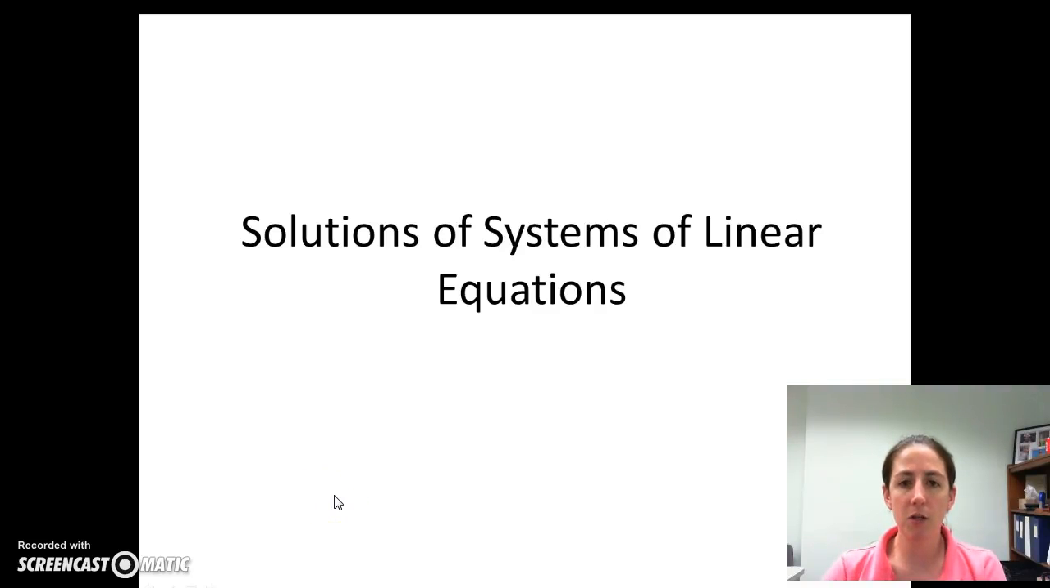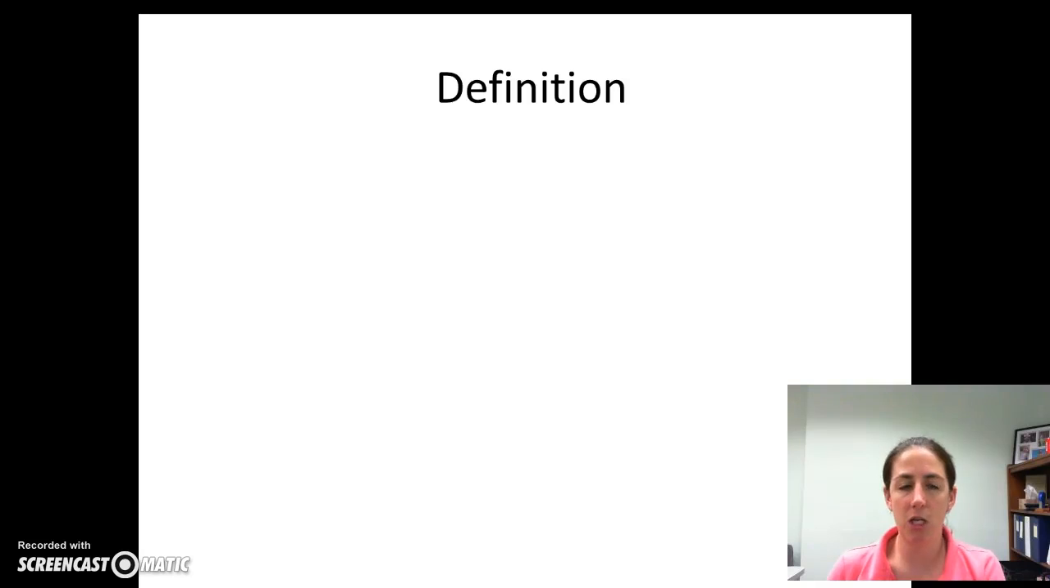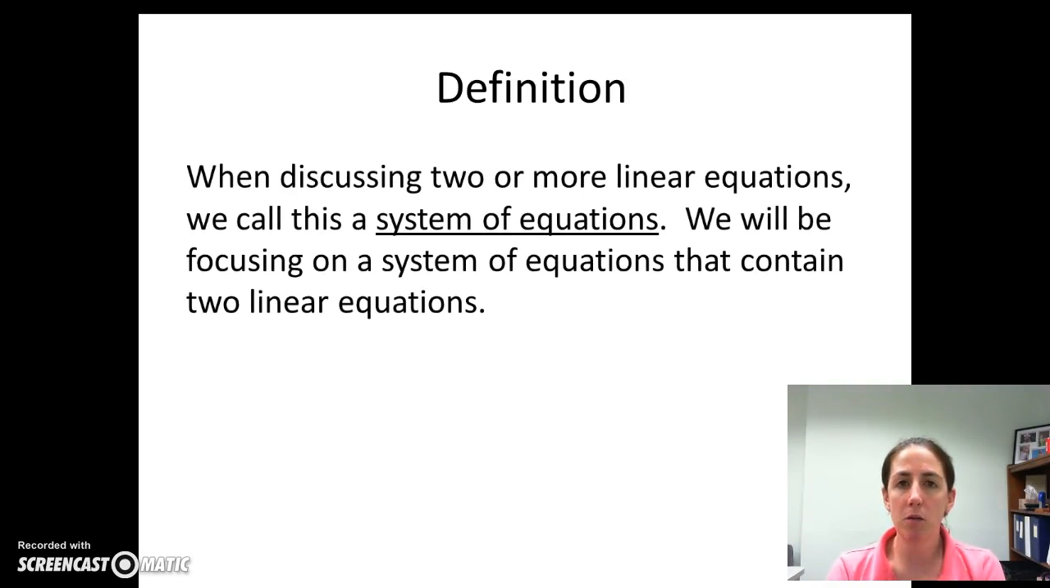Today we're going to talk about solutions to a system of linear equations. We'll start with the definition. When discussing two or more linear equations in the same group, we call that a system of equations. In our class, we're just going to focus on a system of equations that contains two linear equations.